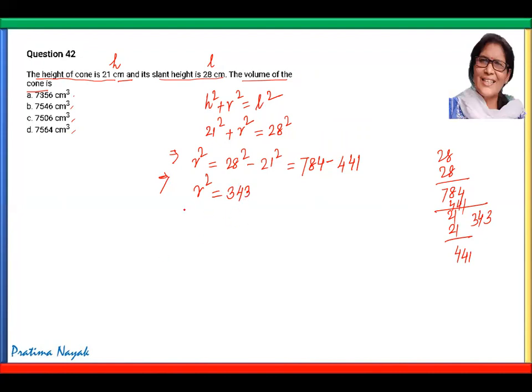Then we'll get R. R is equal to square root of 343. 343 is not a perfect square. So make prime factorization. It will divide by 7.